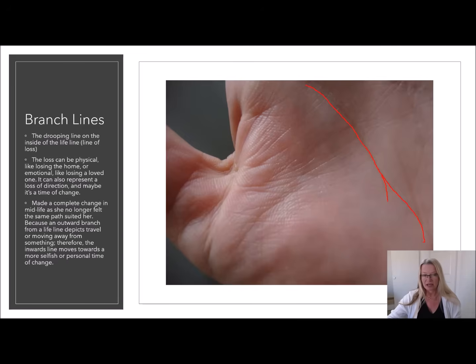And in that change, she had a loss, I suppose, as her past life was no longer relevant as she took on a new part of her life. And the lifeline continues after the branch in a slightly new direction. And so we'll talk about the outward branch lines in one of the other slides. We'll just move on here now.